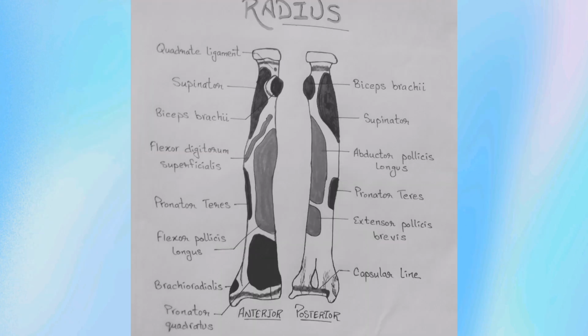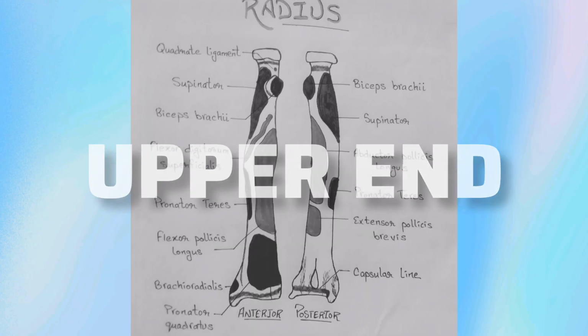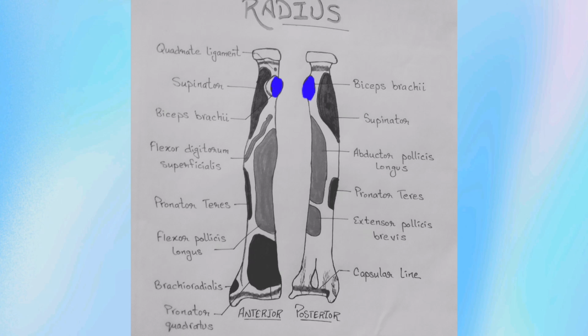At first, let's see the upper end of the radius. Biceps brachii muscle inserts onto the rough posterior part of the radial tuberosity, responsible for the flexion of the elbow and supination of the forearm. Now, looking at the shaft of the radius, the upper third of the radial shaft is involved with the muscles controlling forearm rotation and thumb movement.